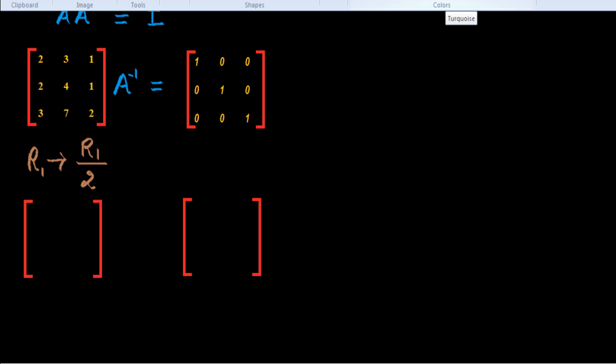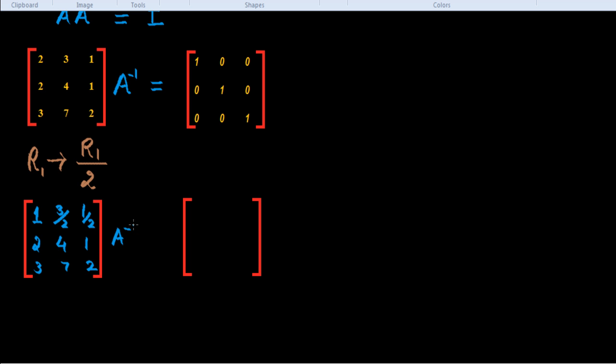So I write here, it is 1 now. 3 divided by 2, it is 3 over 2 here, and 1 divided by 2, it is 1 over 2 here. The elements of other rows would be same as it is, so we are not transforming there anything. 2, 4, 1, and 3, 7, 2. This we have got here.